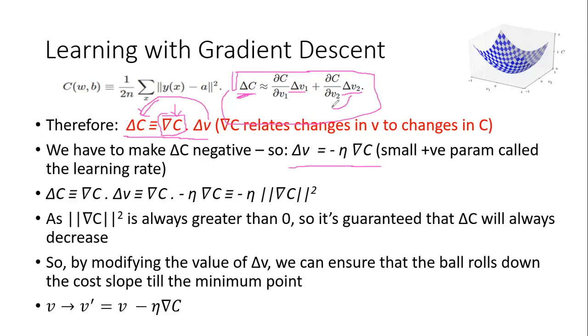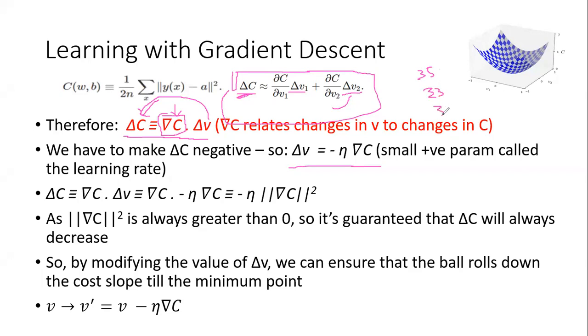Okay. So now the trick is, how do we ensure that delta C always has a negative value at every learning step? If the cost was 35 at time t equals 0, at time t equals 1 I want the cost to be 33, for example.